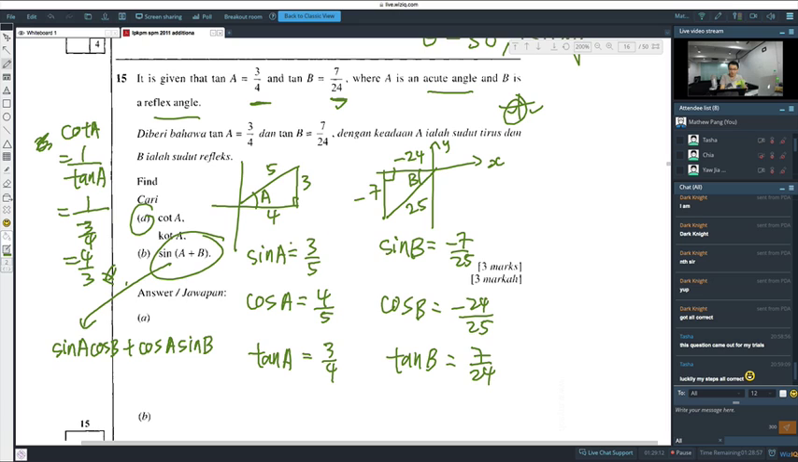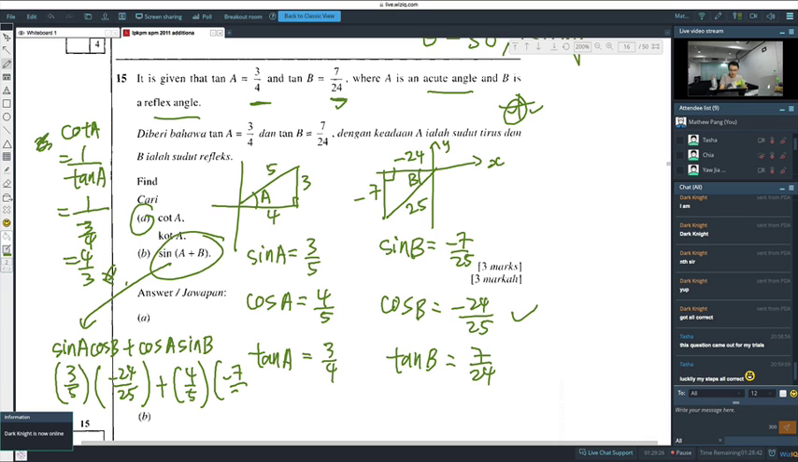Then sine A, just substitute the sine A here, 3 over 5. Cos B, you find the cos B here, negative 24 over 25. Then plus cos A is 4 over 5, and then sine B is negative 7 over 25. And then you use the calculator to solve. You should be able to get the correct answer very quickly. This is negative 72 minus 28, divided by 125. So that answer should be negative 4 over 5.